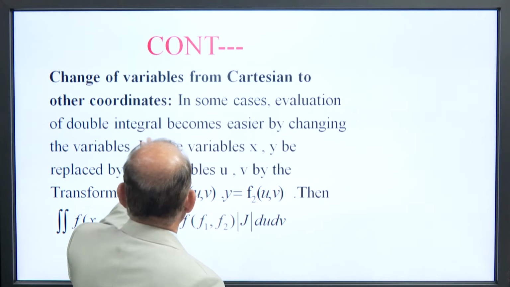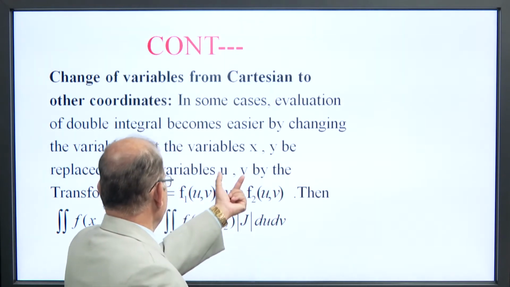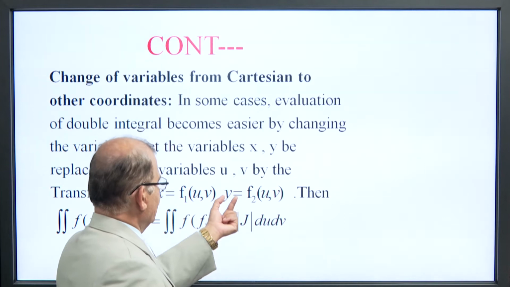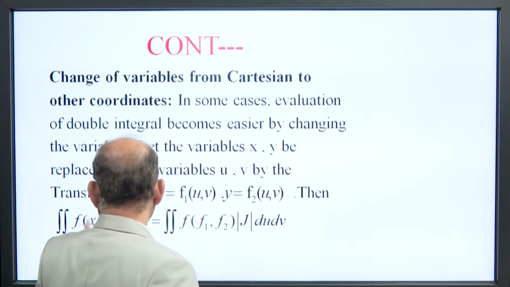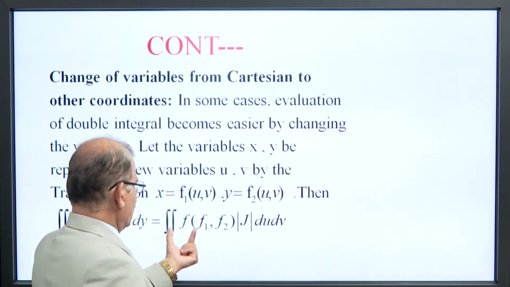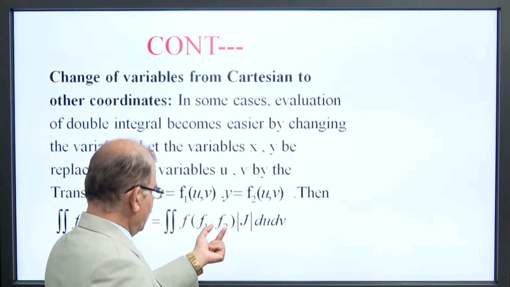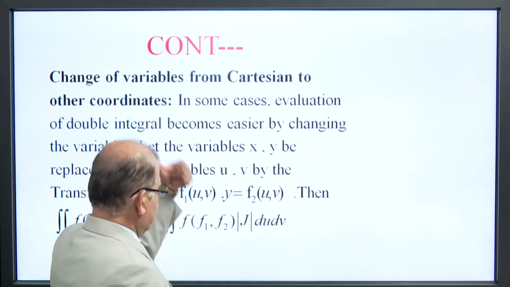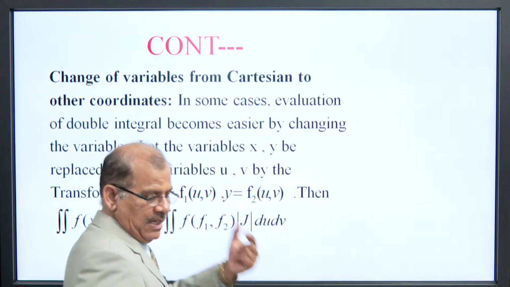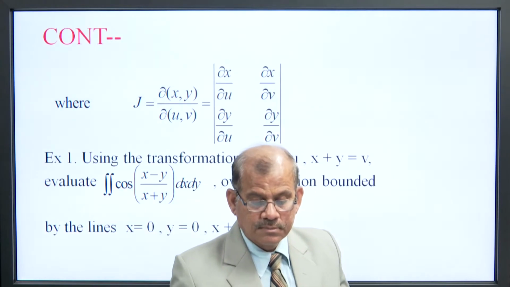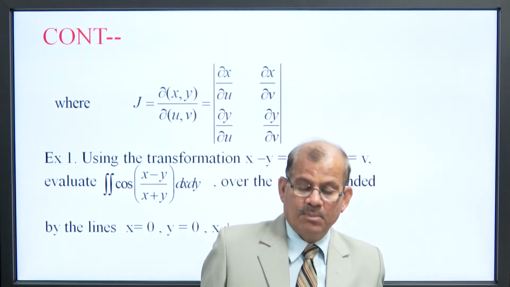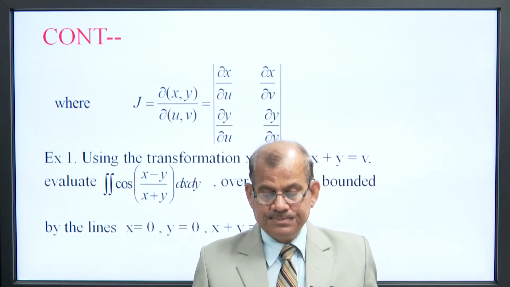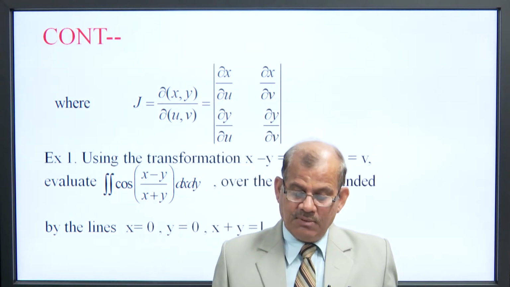Means if we are required to change x, y into other variables u and v, where x and y are related by x is equal to f1(u, v), y is equal to f2(u, v), then the double integral of f(x, y) dx dy is equal to the double integral of f(f1, f2) J du dv, and J is obtained with the help of the previous method in determinant form, where J is del(x, y) by del(u, v), equal to the determinant of del x by del u, del x by del v, del y by del u, del y by del v.